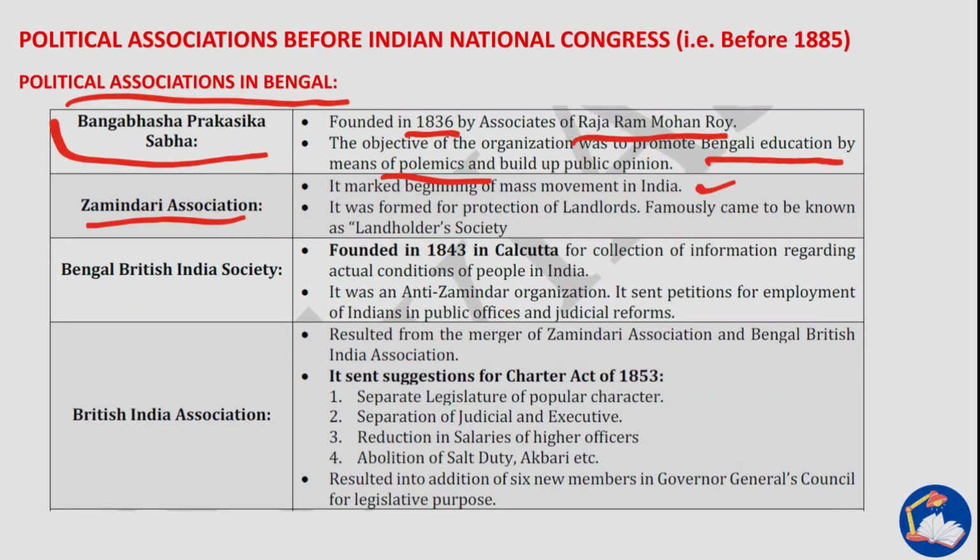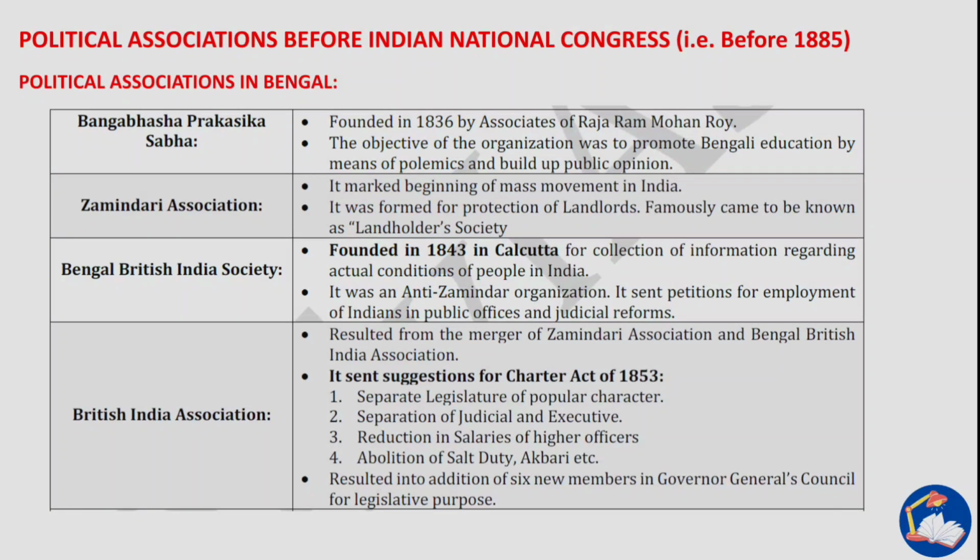It was formed for protection of landlords. Famously it came to be known as the landlord society. So landlord society was basically the Zamindari Association there. Okay. Then Bengal British India Society.